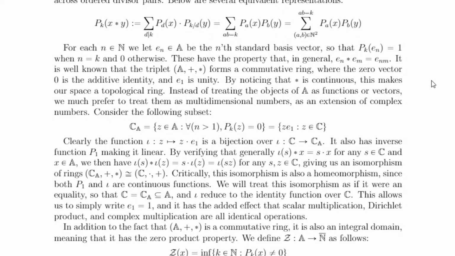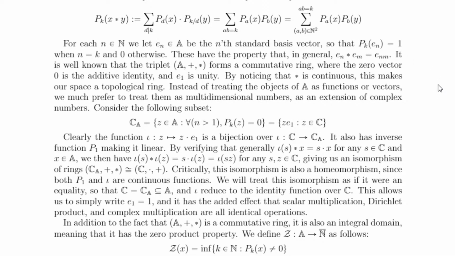What we're going to do in pursuit of treating them more like regular numbers is find a way to fit the complex numbers underneath them, structurally speaking. So we're going to look at this subset of our space that we're thinking about. We're labeling this subset with the blackboard C and then subscript A.